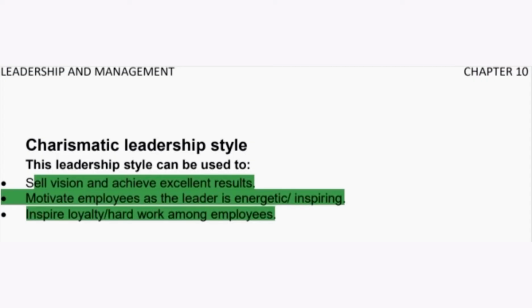It can be used to sell vision and achieve excellent results. Number 2, motivate employees as their leader is energetic. It will also improve their employees, as the leader is energetic.